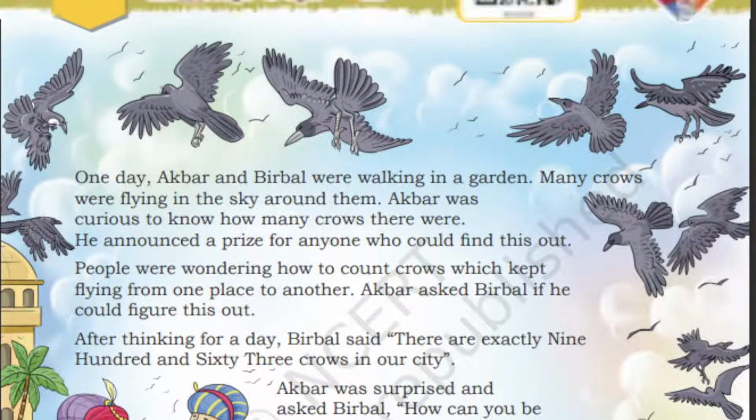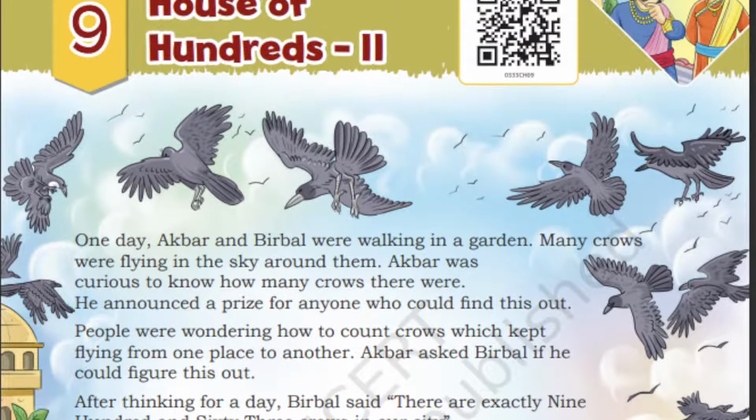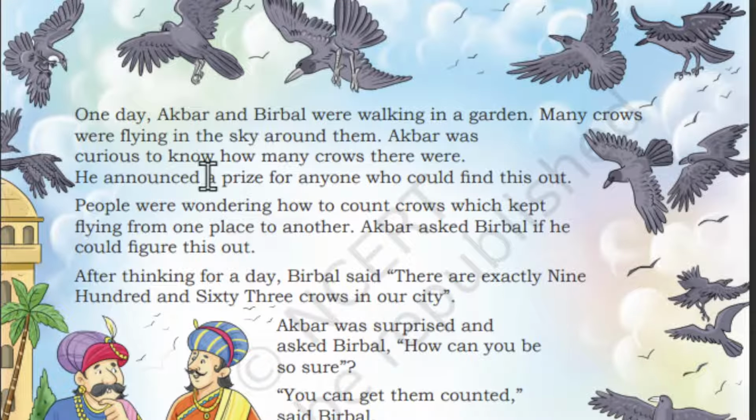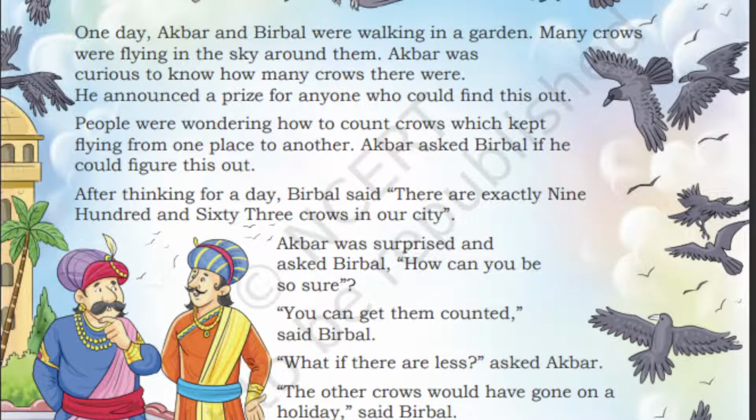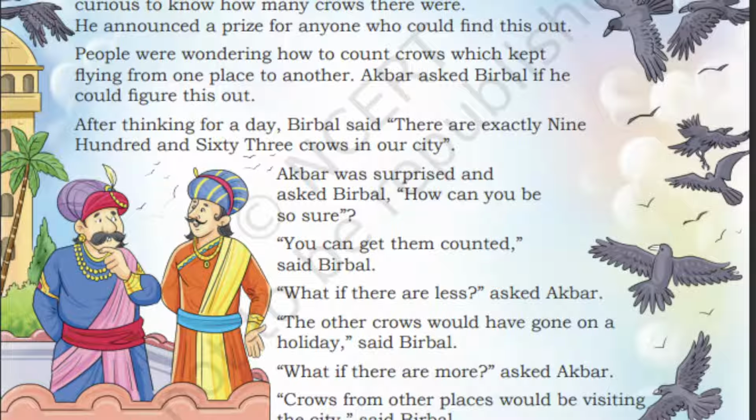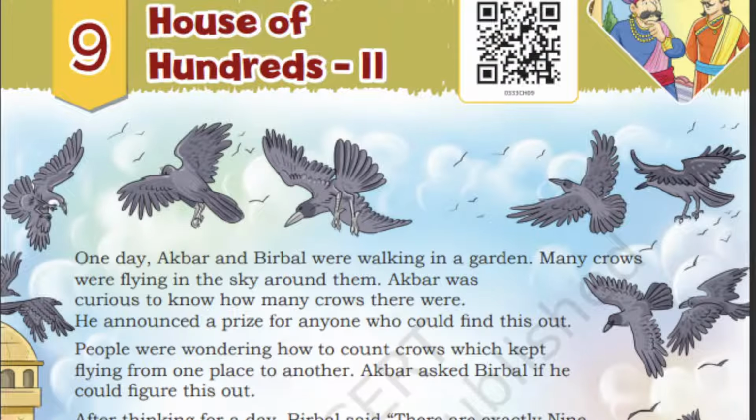So, let's go into this chapter now, Houses of 100. One day Akbar and Birbal were walking in the garden. Many crows were flying in the sky around them. So look at this image. Let me select the pen. So look at the image. We have Akbar and Birbal. So they both are having a conversation, and there were a lot of crows flying in the sky.